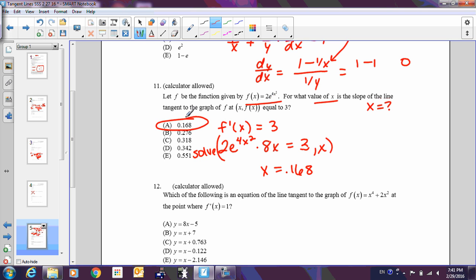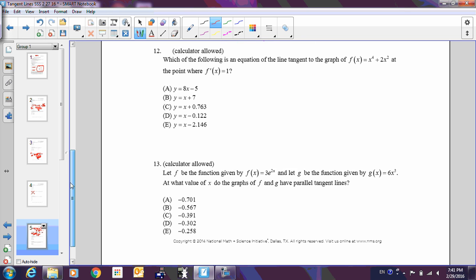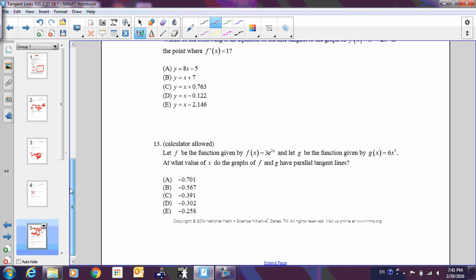Now, if they wanted the whole tangent line, you may need to plug 0.168 back in for x. You're going to have to do something like that, similar to number 12. Okay, so you write the whole tangent line. So you're going to do 12 and 13 on your own.